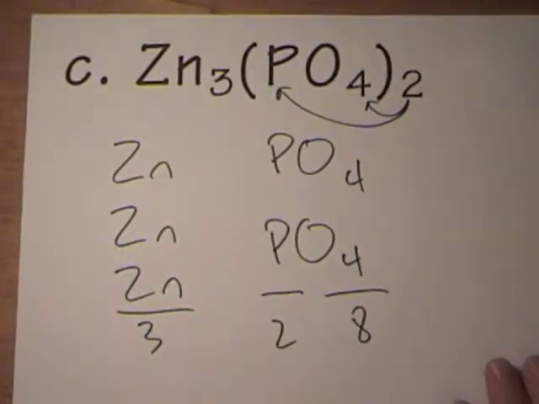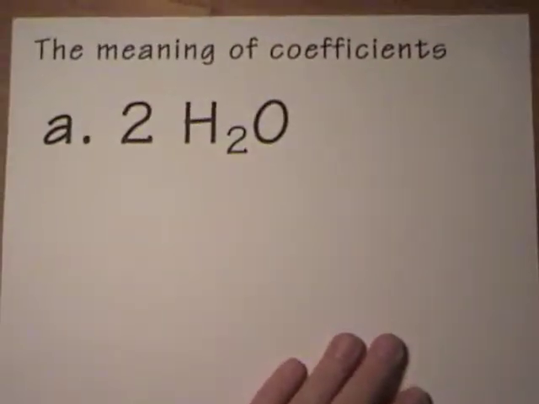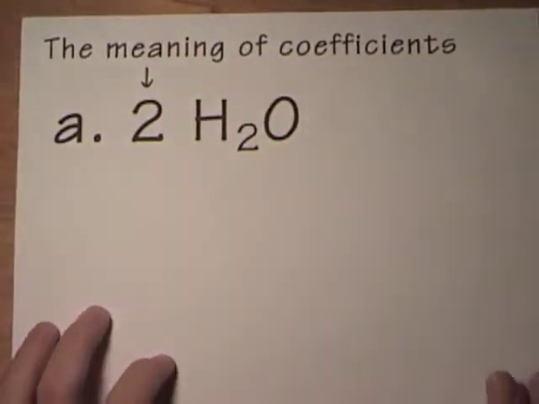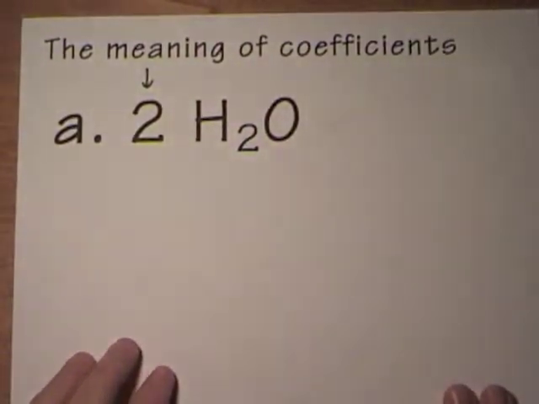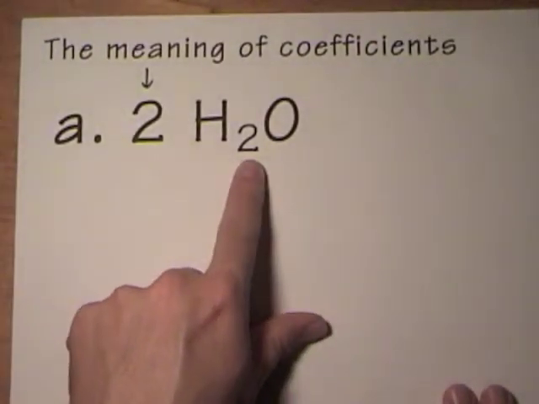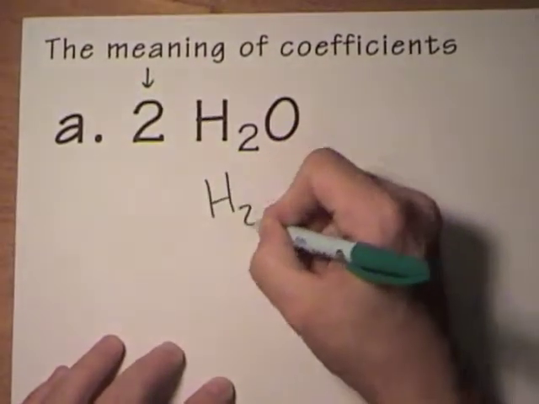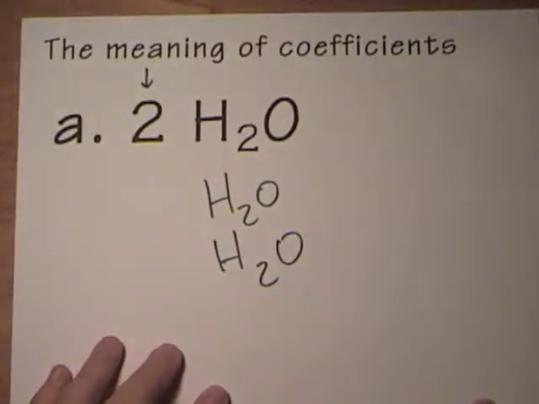There's one more component to chemical formulas. That's called a coefficient. This is a coefficient. It's a number that multiplies everything that you have in the chemical formula. So if I say here that I've got 2 H2Os, that means I have 2 water molecules. That means I have H2O, H2O. 2 of them.